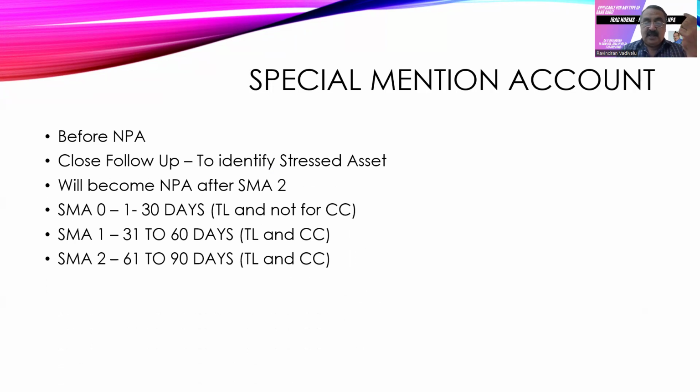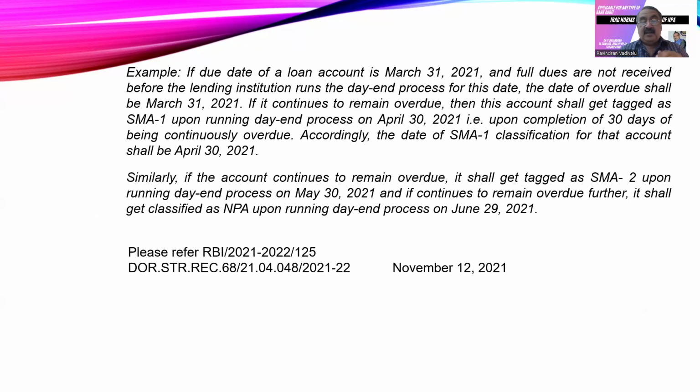SMA 0 is applicable in between the first 1 to 30 days. Then it is applicable only for the term loan and not for CC. SMA 1 is applicable between 31 to 60 days. It is applicable for term loan as well as for the CC. SMA 2 is applicable in between 61 to 90 days, and it is applicable for term loan and cash credit loan.